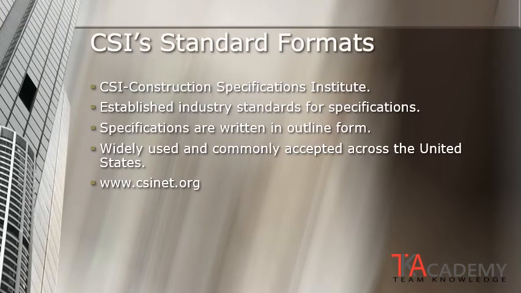Most project specifications will follow the CSI's standard formats. CSI is the Construction Specifications Institute. It is the organization that is primarily responsible for establishing industry standards for specifications. Specifications that are written in outline form typically follow the CSI standard format. It is the most widely used and most commonly accepted method used across the United States.